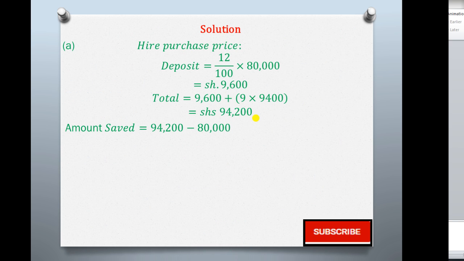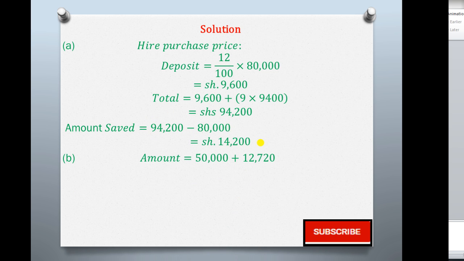So the amount saved, because they also asked us for the amount saved, automatically it will be the amount for hire purchase minus the amount for cash basis. Remember, if you had cash, you would simply pay 80,000 and take the item. But here for hire purchase, you're paying as much as 94,200. And so if you get the difference, it comes to around shillings 14,200. That is the money that would be saved.